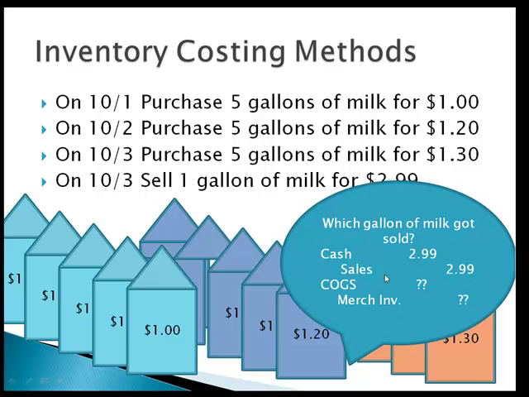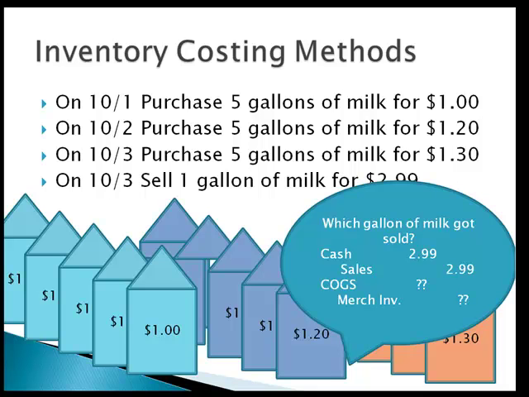But what today's chapter really focuses on is which gallon of milk do we record as a sale? Do we record the old one, the middle one, the new one? Do we figure out which gallon of milk the person actually bought? Do we do some sort of average?